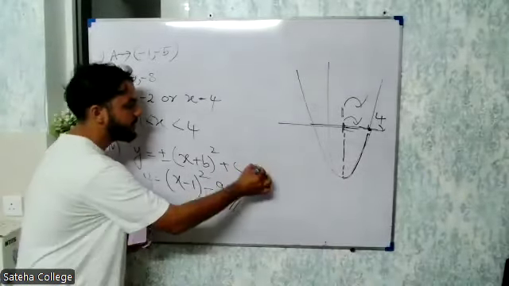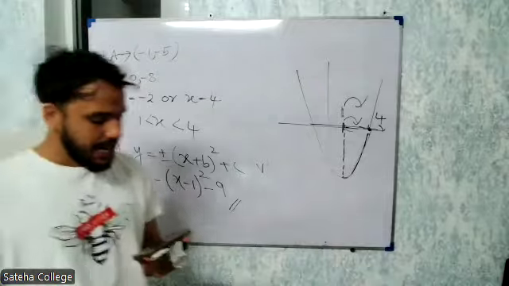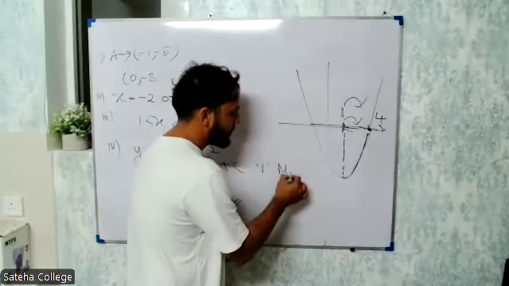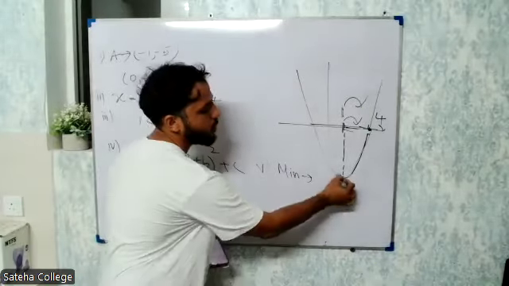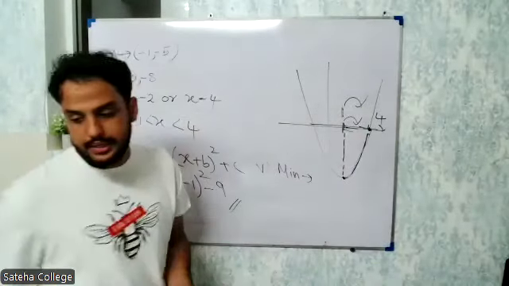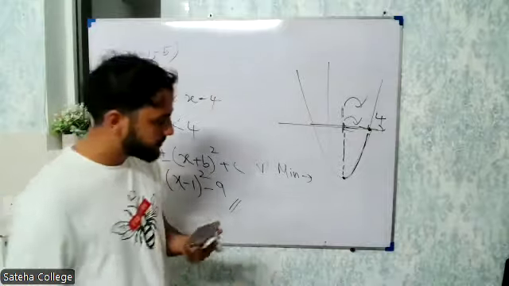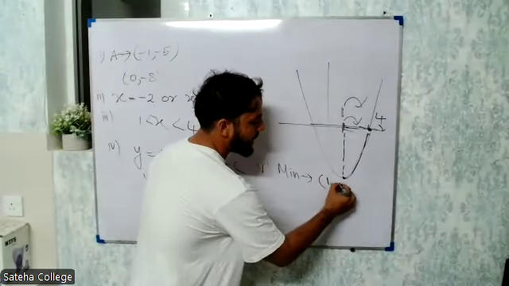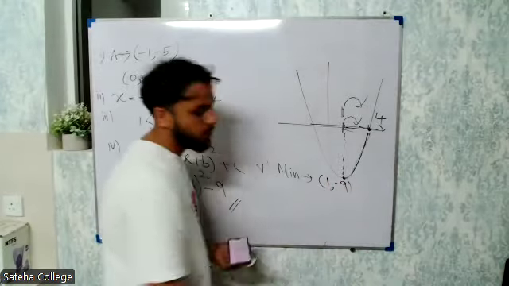Okay, last, Roman number 5. Write the coordinates of the minimum point. First of all, write the coordinates of the minimum point. Can someone tell me the coordinate of the minimum point here? Yes, easily. X is 1 and y is minus 9. 1, minus 9. That is your coordinate.